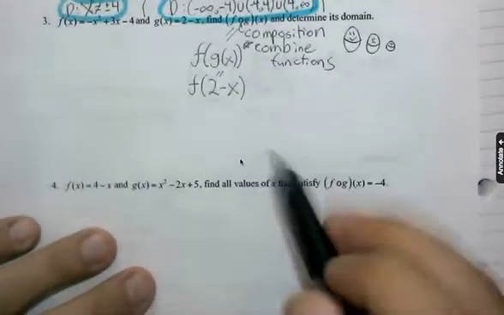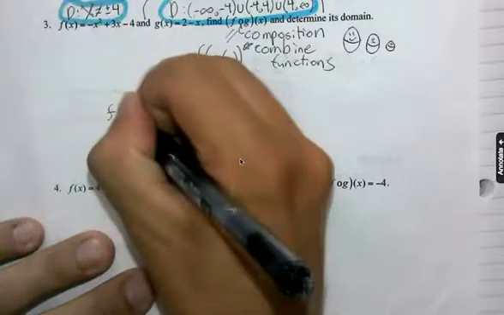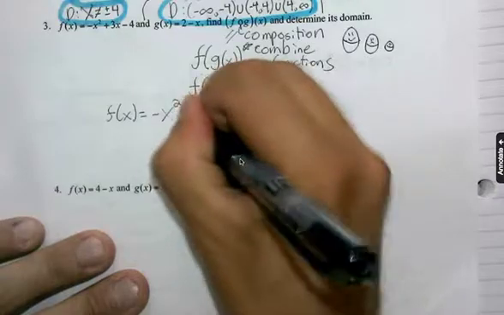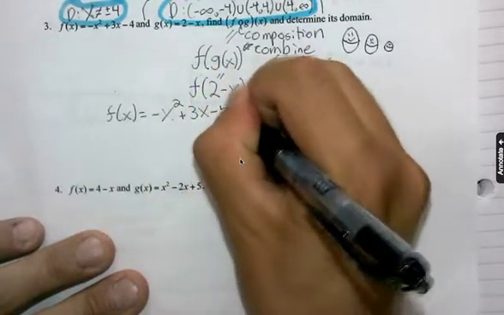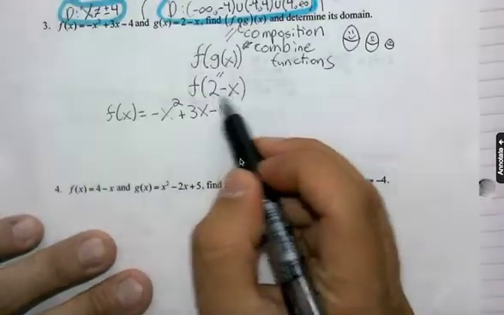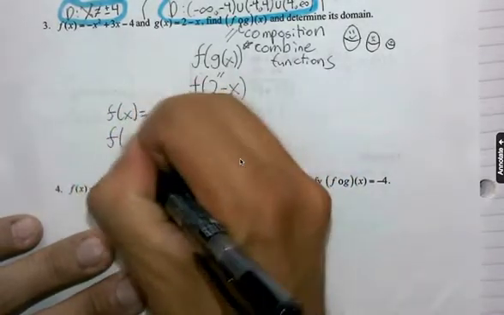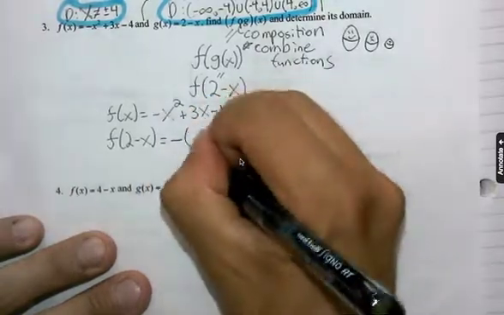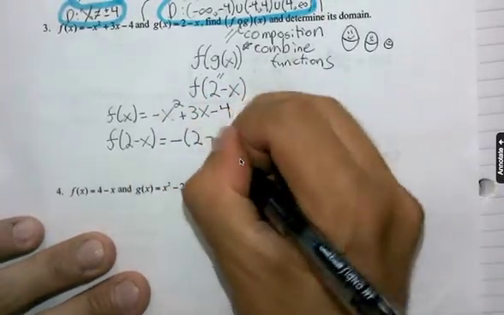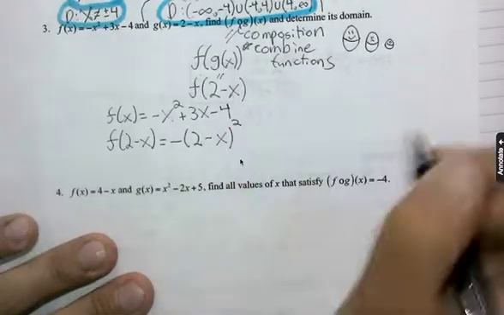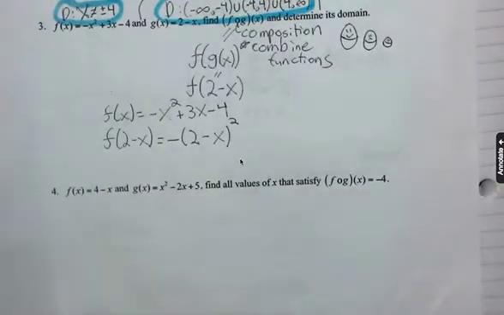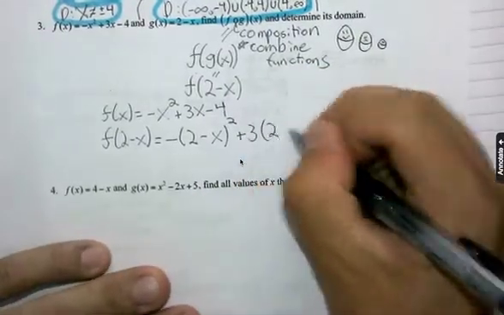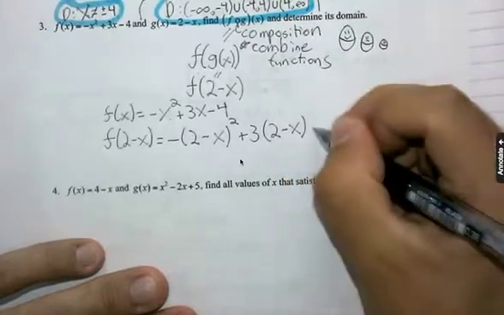So if I rewrite f of x, I know that that's negative x squared plus 3x minus 4. If I'm now writing in 2 minus x, this is still subtracting. Instead of x, I now want 2 minus x. So now that's being squared, and I'm using parentheses because I want to keep that separate. We're then adding on 3 versions of 2 minus x. And then we're subtracting 4.